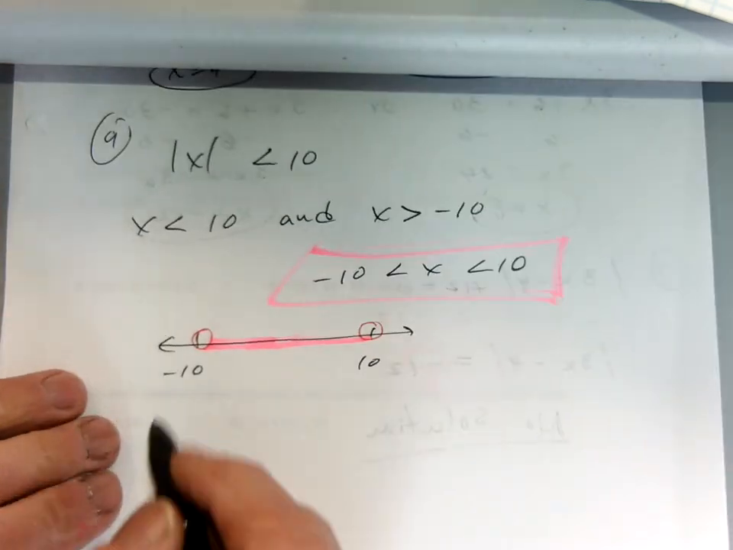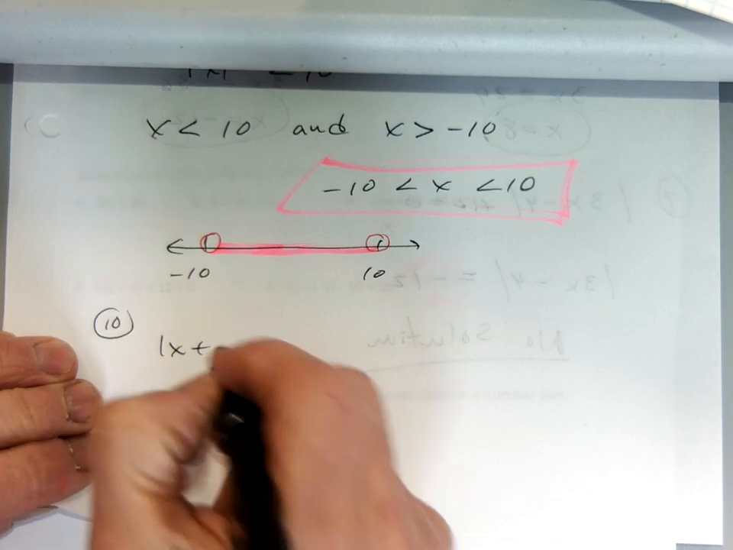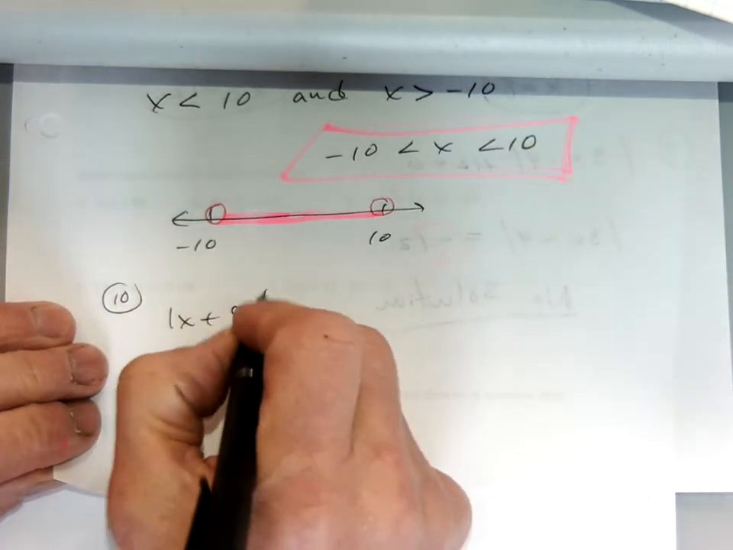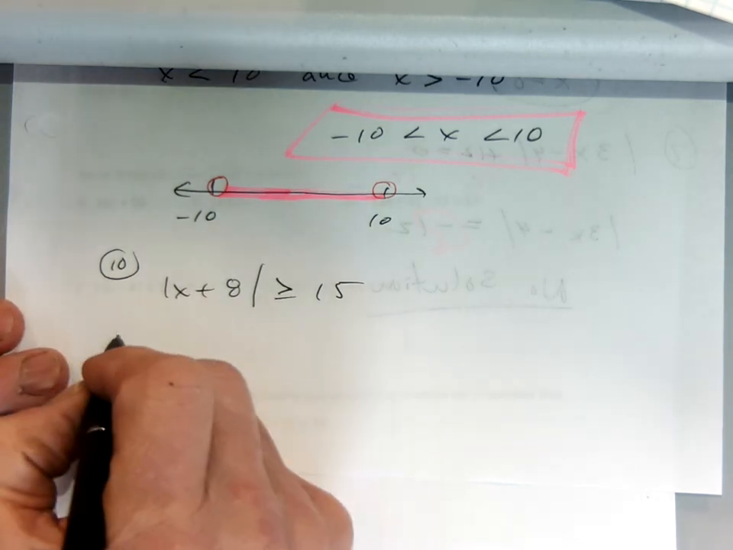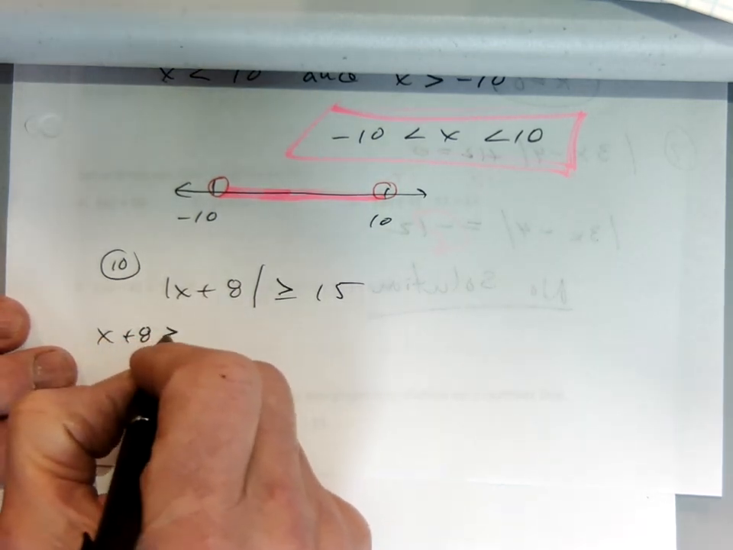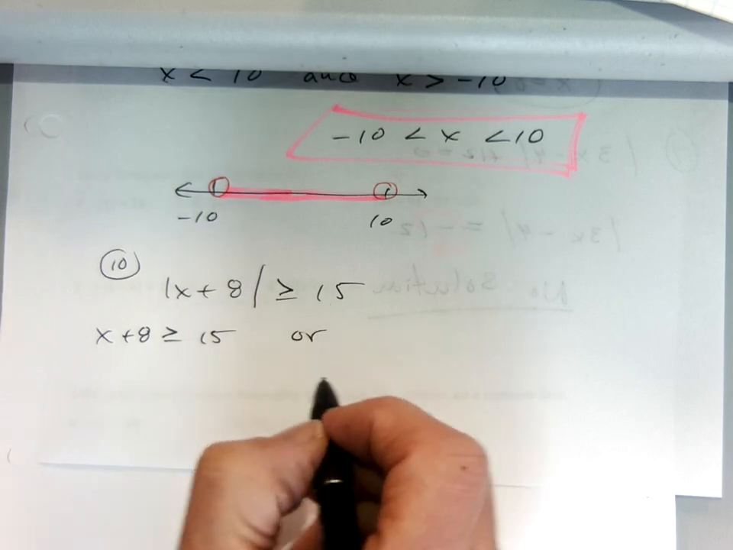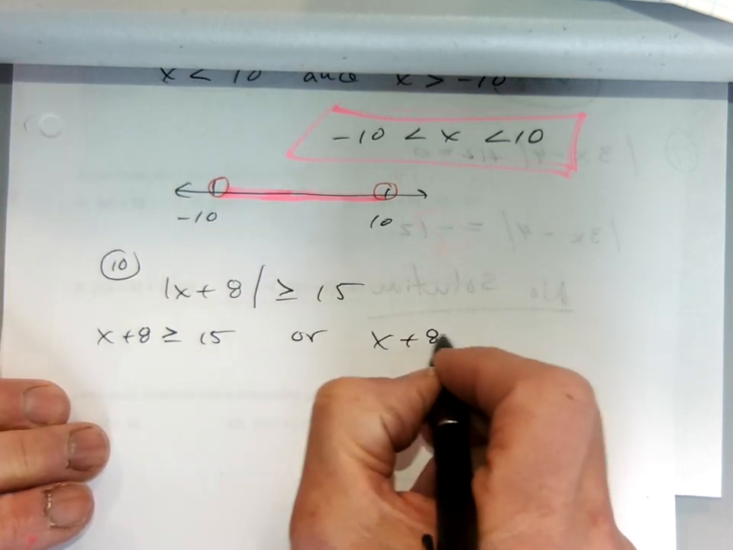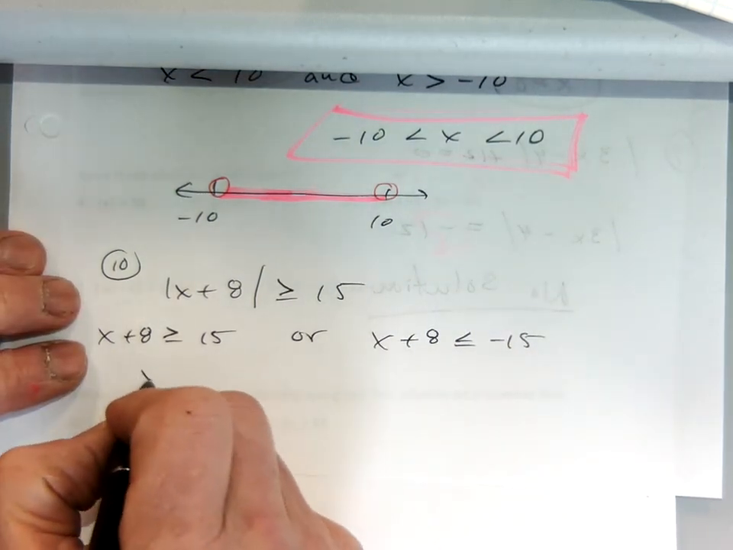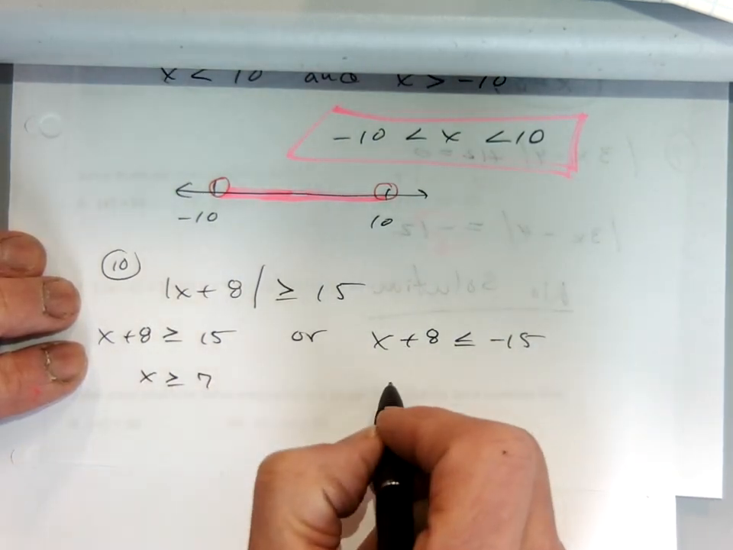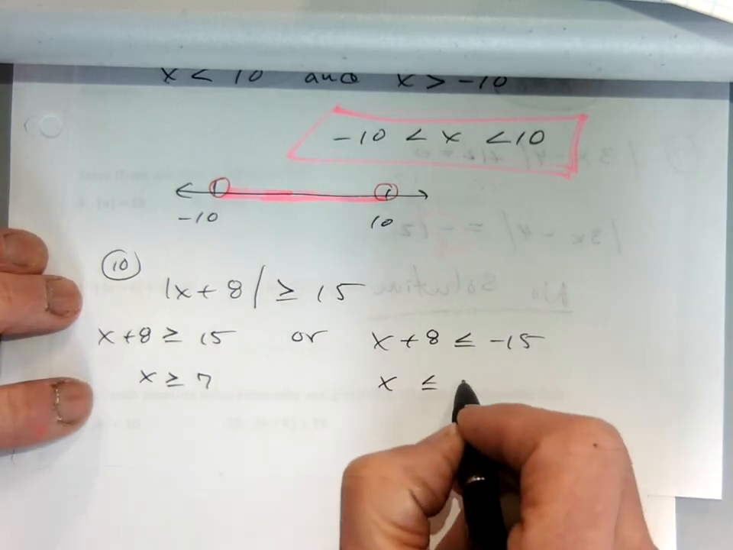Number 10. Okay, let's see if I can squeeze 10 in here. The absolute value of x plus 8 is greater than or equal to 15. All right, this is an or statement. So x plus 8 is greater than or equal to 15. Or, remember, we're going to make it negative, so we turn the sign. x plus 8 is less than or equal to negative 15. Minus 8, x is greater than or equal to 7. Minus 8, x is less than or equal to, let's see, what's that, negative 23?